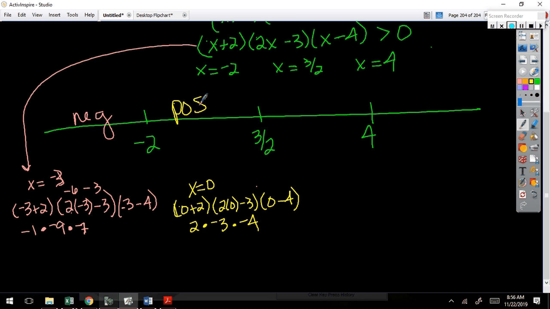Okay. Now between 1.5 and 4. 2. 1 is the other side. 1.5 or 1.5? Boy. Y'all are rough on your friends. Okay, 2. Two plus 2. 2 times 2 minus 3. And 2 minus 4. So I got a positive, a positive times a positive times a negative. 2 minus 4. So it's negative. That's exactly right.